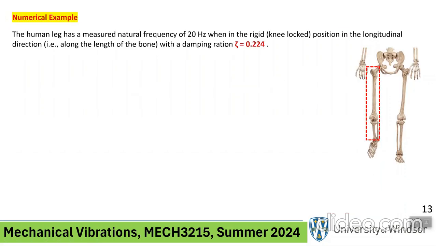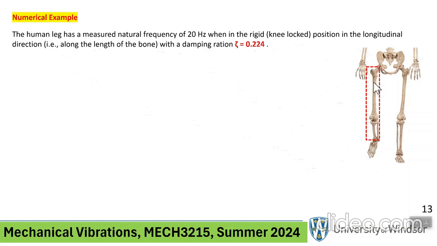Okay, so let's go ahead and do an example which deals with some of these things that we just introduced. Suppose you take the human leg, okay, and one has done an experiment to figure out that if the knee is in the locked position, this position, not bent, the axial vibration of this is just like a spring. This is just like a spring, a fancy spring, a very complicated fancy spring.